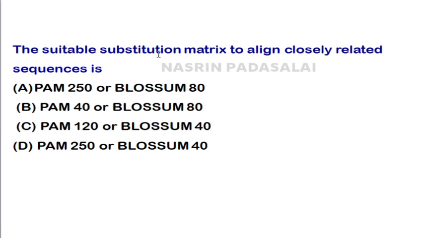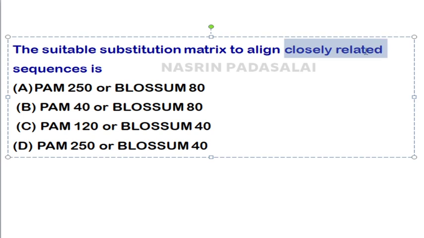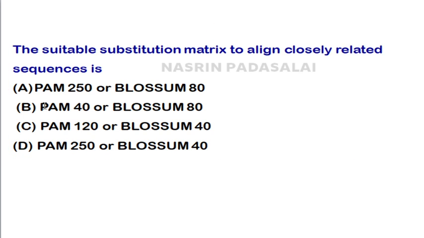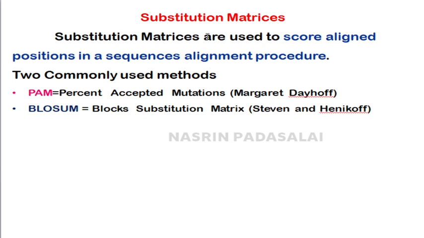Then, a suitable substitution matrix to align closely related sequences. So they are asking which substitution matrix will be used for aligning closely related sequences. The correct option is PAM40 and BLOSUM 80. So substitution matrices are matrices generally used to score aligned positions in a sequence alignment procedure. Substitution matrices are generally used in the BLAST program, and there are two common types. The first is PAM, point accepted mutation or percent accepted mutation, which was given by Margaret Dayhoff, whereas BLOSUM, the block substitution matrix, was given by Steven and Jorja Henikoff.